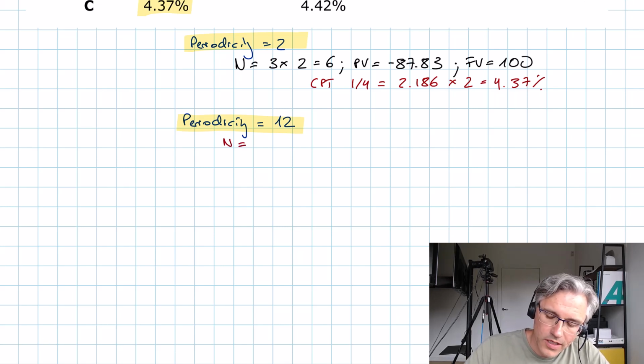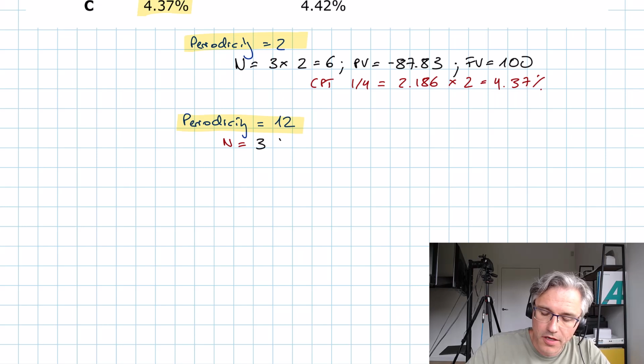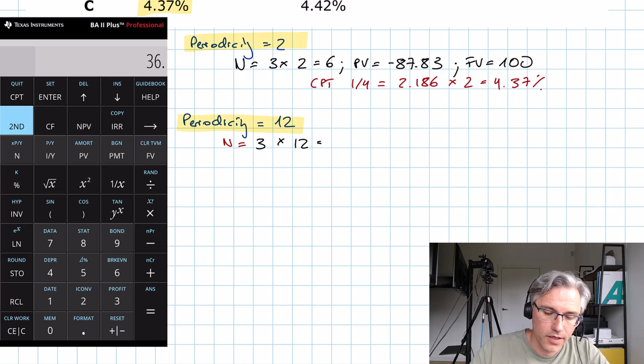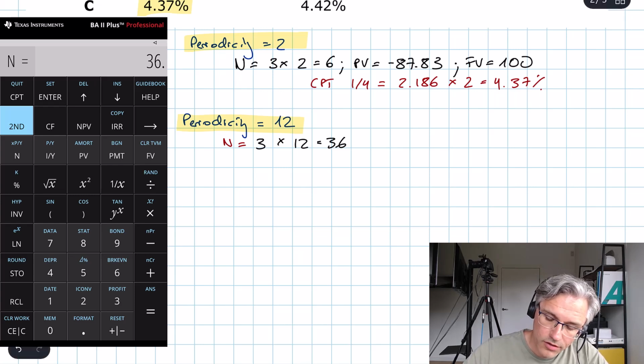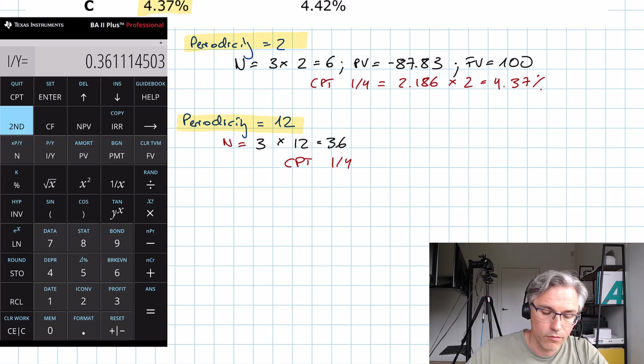because all the inputs are the same apart from the N assumption. Here it's going to be 3 years, but now times 12. So 3 times 12, okay, that's 36. That's going to be our new assumption for N. So let's click N over here. The rest of the stuff, the PV and the FV, are exactly the same. So I can just compute I/Y.